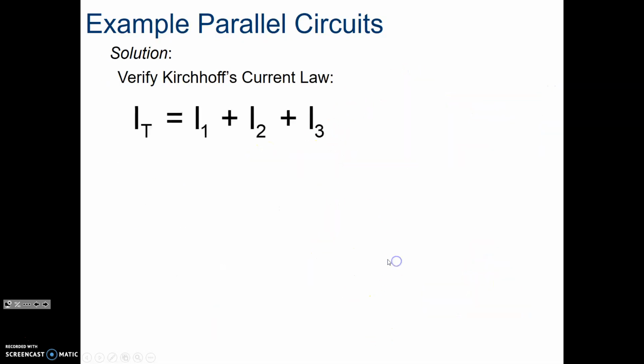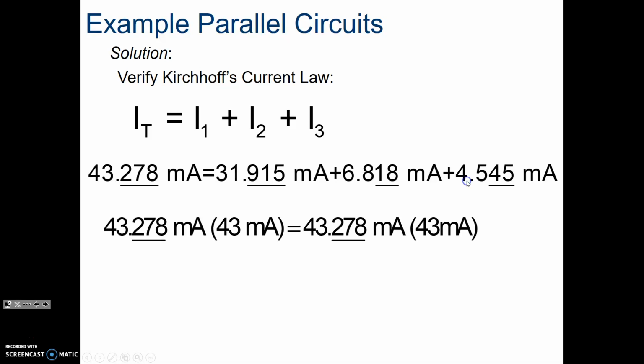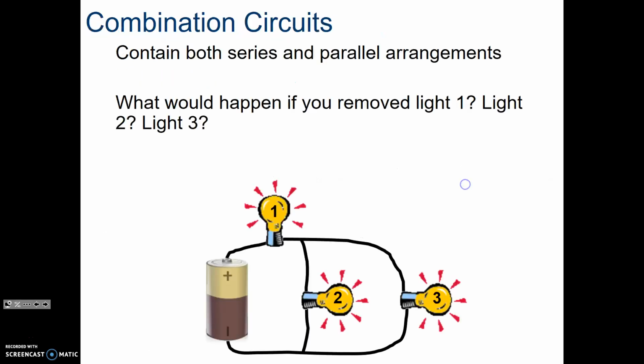Now, to prove Kirchhoff's law, we just add up the currents. The 43, which is our total current we just got, is equal to the 31 plus the 6 plus the 4, which then again gives us our total numbers.